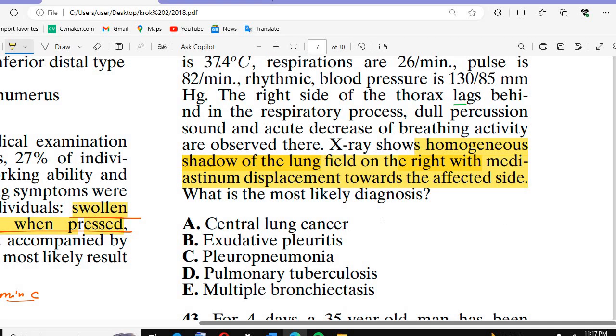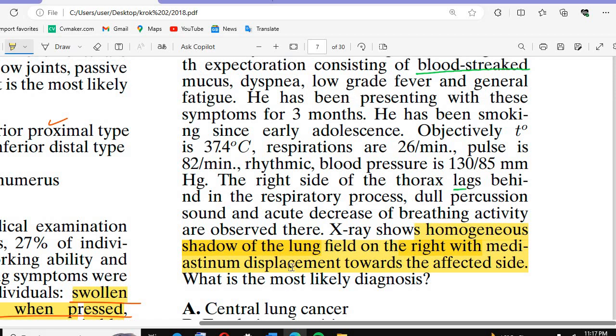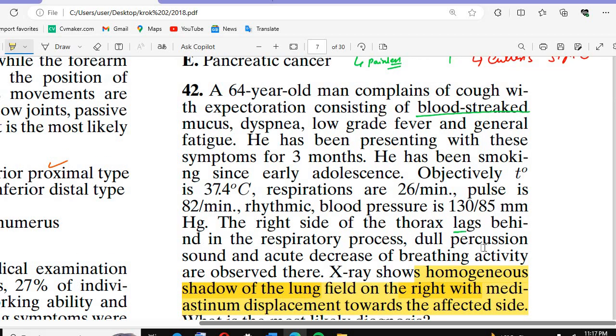So these conditions, like if the X-ray shows the homogeneous shadow of the lung field, right field, mediastinum. So here we have blood-streaked mucus, low grade fever and general fatigue. These symptoms for 3 months. He has been smoking from early adolescence.